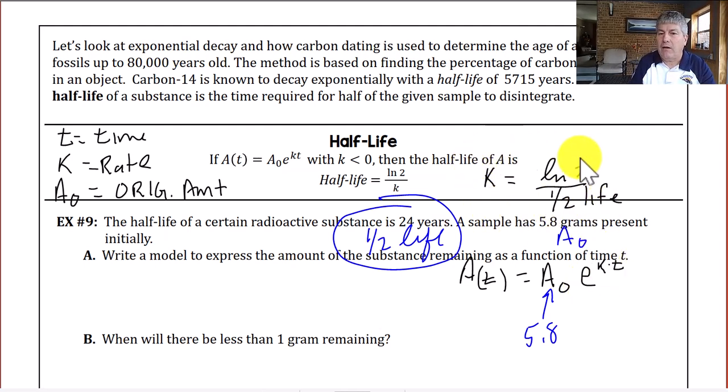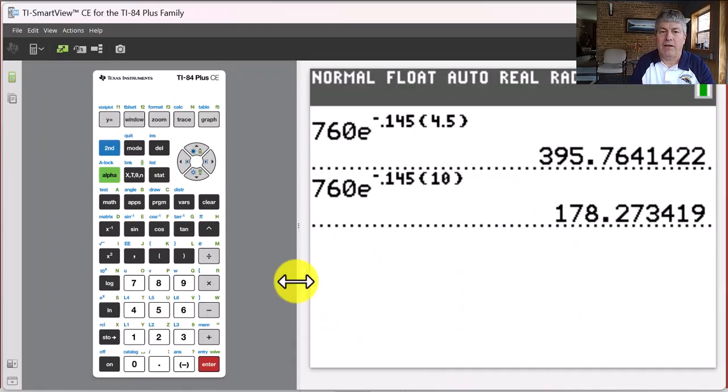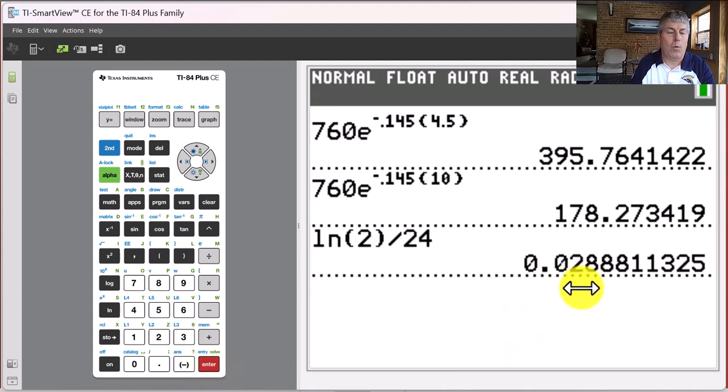In order to find k, we'll use the natural log of 2 divided by the half-life. So k is equal to the natural log of 2 divided by our half-life of 24. Going over to our graphing calculator, we can input that into our calculator. The natural log key here is just on the left-hand side. So the natural log of 2, and make sure you close your parentheses, and divide it by 24 gives us our k of 0.02888811.